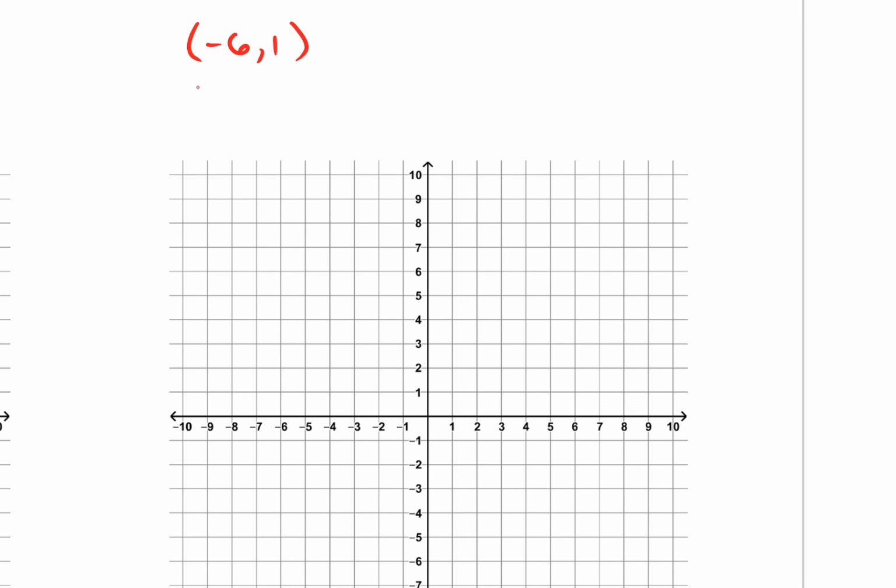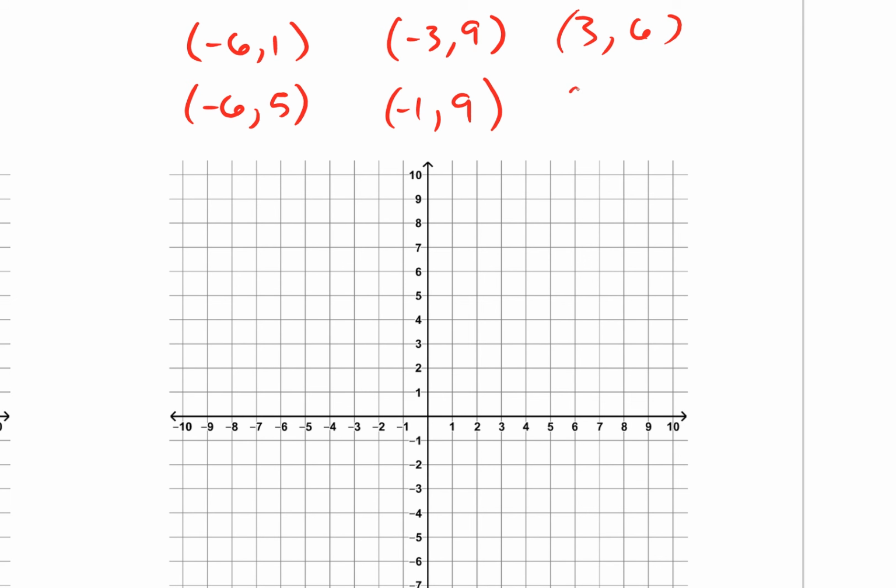-6, 1, -6, 5, -3, 9, -1, 9, and I'm not done. 3, 6, and 3, 1. So -6, 1, -6, 5, -3, 9, -1, 9, 3, 6, and 3, 1.